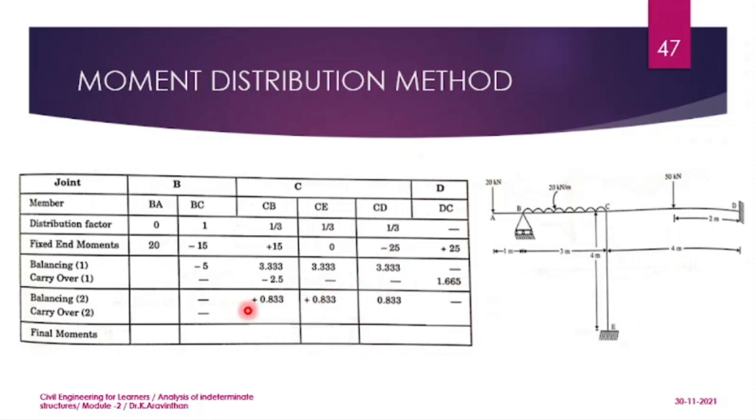Now balancing is over, you have to make the carry over. Half the moment is going to carry over. What is half of 0.833? 0.4165. Now you can add all the moments.